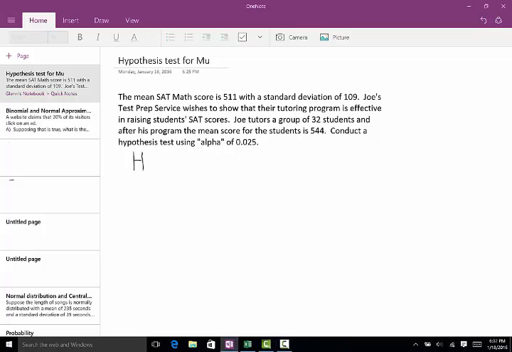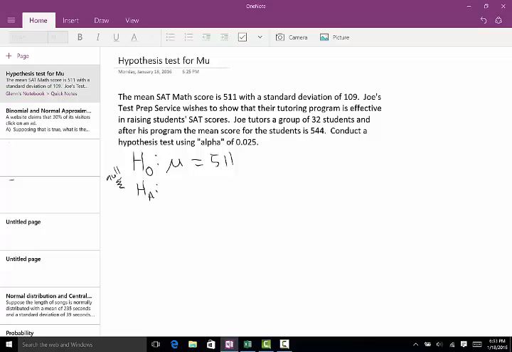begins with this thing called H0, the null hypothesis. H0, or null hypothesis. In this case, the null hypothesis, null means no or none, would be that the mean, and this is the mean of all tutored students, the mean is still 511, that the tutoring has no effect.